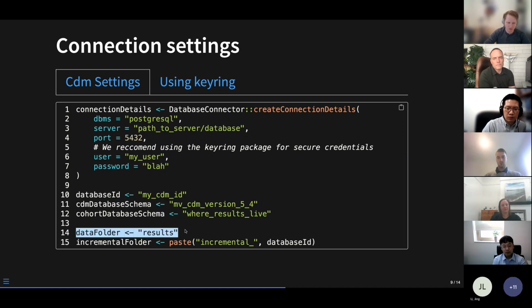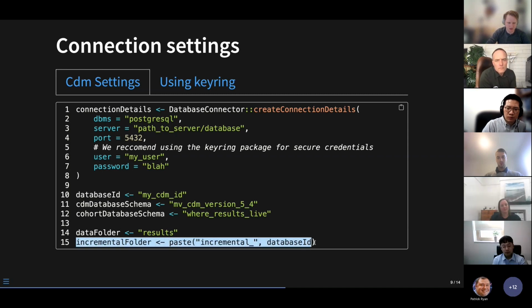Then we'll just set a folder for the results here. We'll just call it results, and it will be in your current R working directory, wherever that lives. Probably when you create a new project, that will be the same folder. And similarly, we're creating an incremental folder, which is very useful for phenotype evaluation because we don't consider it something you do once. You'll likely have to change the cohort definition, add new cohort definitions, remove them, adjust as you add clinical insight from that process.